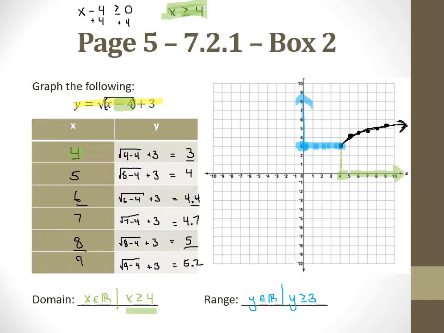And then my range was y is greater than or equal to 3. That came from the constant added on at the end of the equation. I have a plus 3 at the end. That gave my starting point a vertical shift of 3. So instead of starting at 0, my y value started at 3.